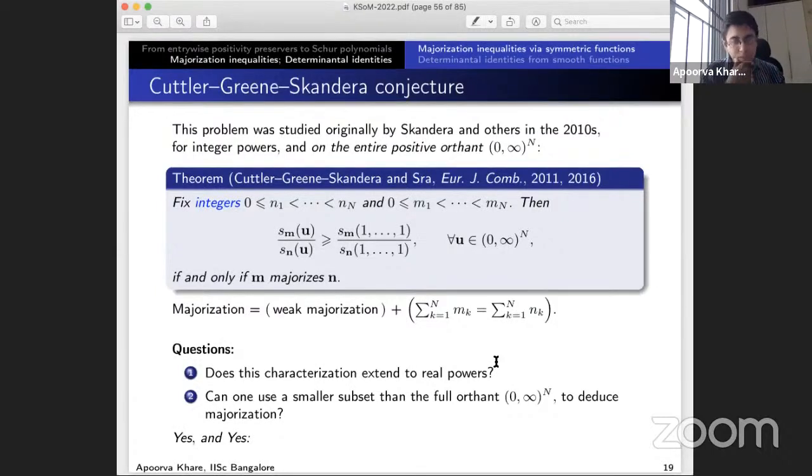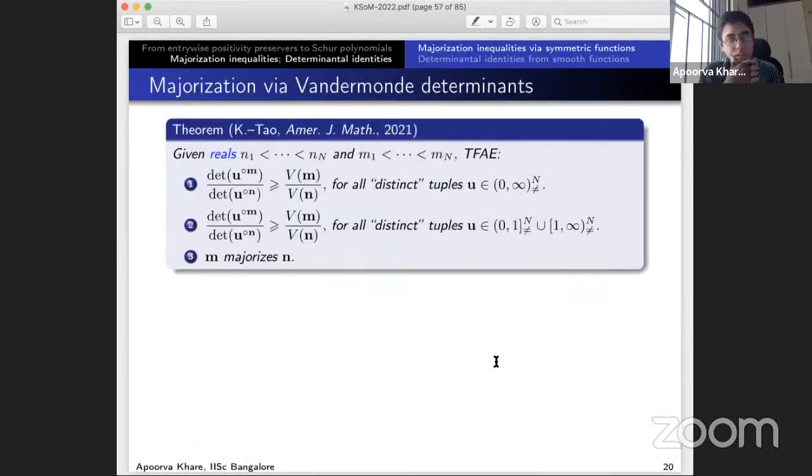The answer turns out to be yes and yes. And so here is the next result. The following happens for real numbers, for real tuples of powers. First of all, again, I can replace the ratio of the Schur by the ratio of the generalized van der Waals. This beats Vm over Vn for all distinct tuples in the full orthant with unequal coordinates. That was the extension of Cutler, Greene, Kandera, and Stra.